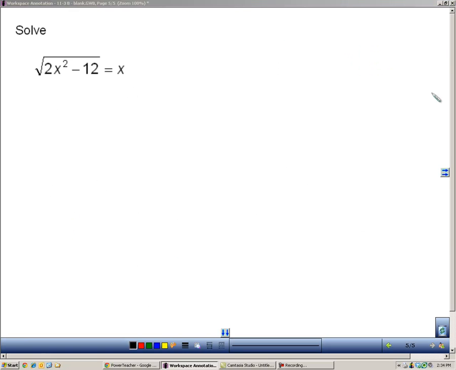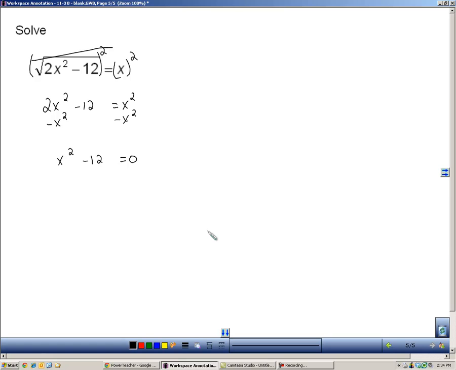Now for this final example, something very interesting is going to happen, and I really want you to pay attention to this one and focus on it. I'm going to start by squaring both sides, which we've been doing. So 2x squared minus 12 equals x squared. And then I want to set it equal to 0, because that's typically what we do. So you get x squared minus 12 equals 0.